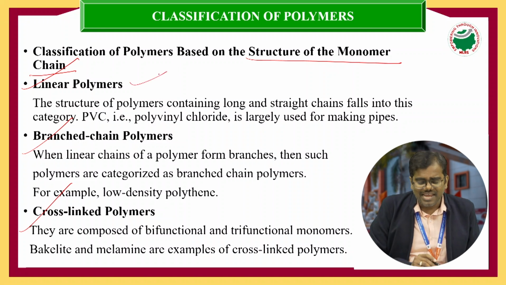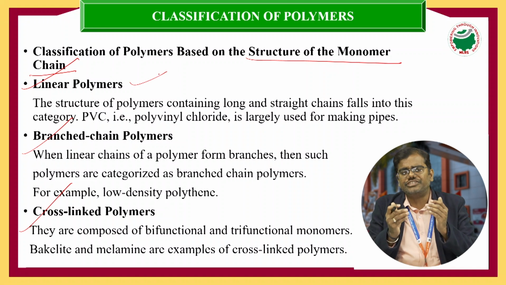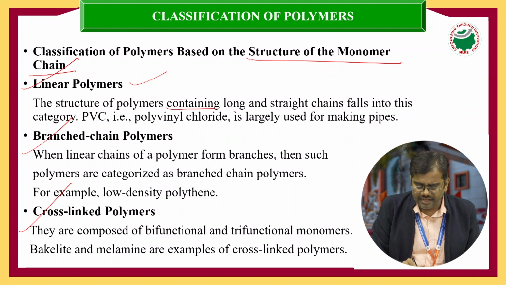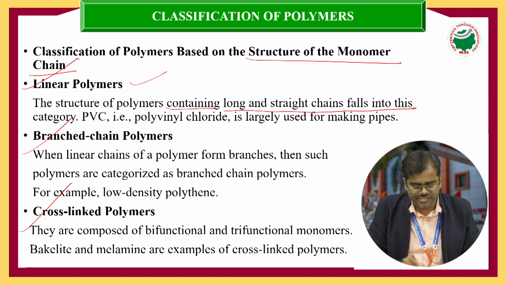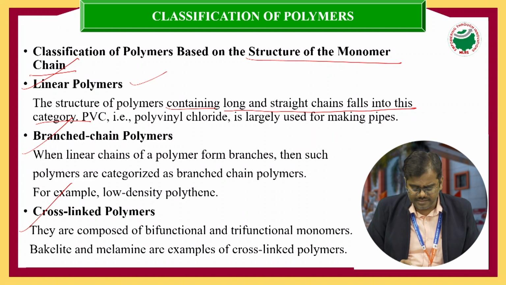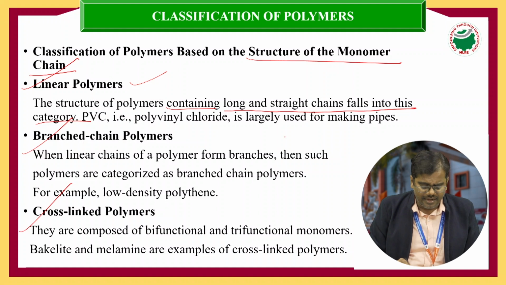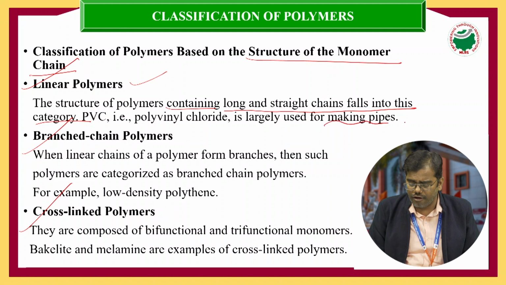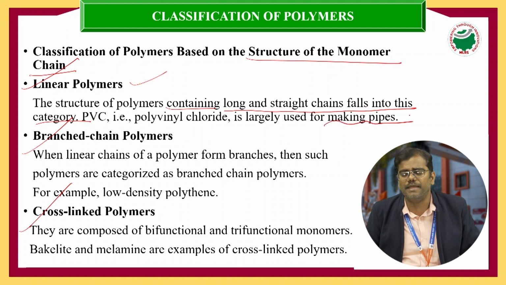Linear polymers. A linear polymer is nothing but a polymer in which the monomeric chain is completely linear. Straight chain monomers containing long and straight chains fall into this category. For example, polyvinyl chloride, polyvinyl cyanide, polybutadiene. These are many examples of linear polymers, and we can use them for making pipes. What is PVC? PVC pipe. Generally, we are used to calling them PVC pipes, polyvinyl chloride pipes.